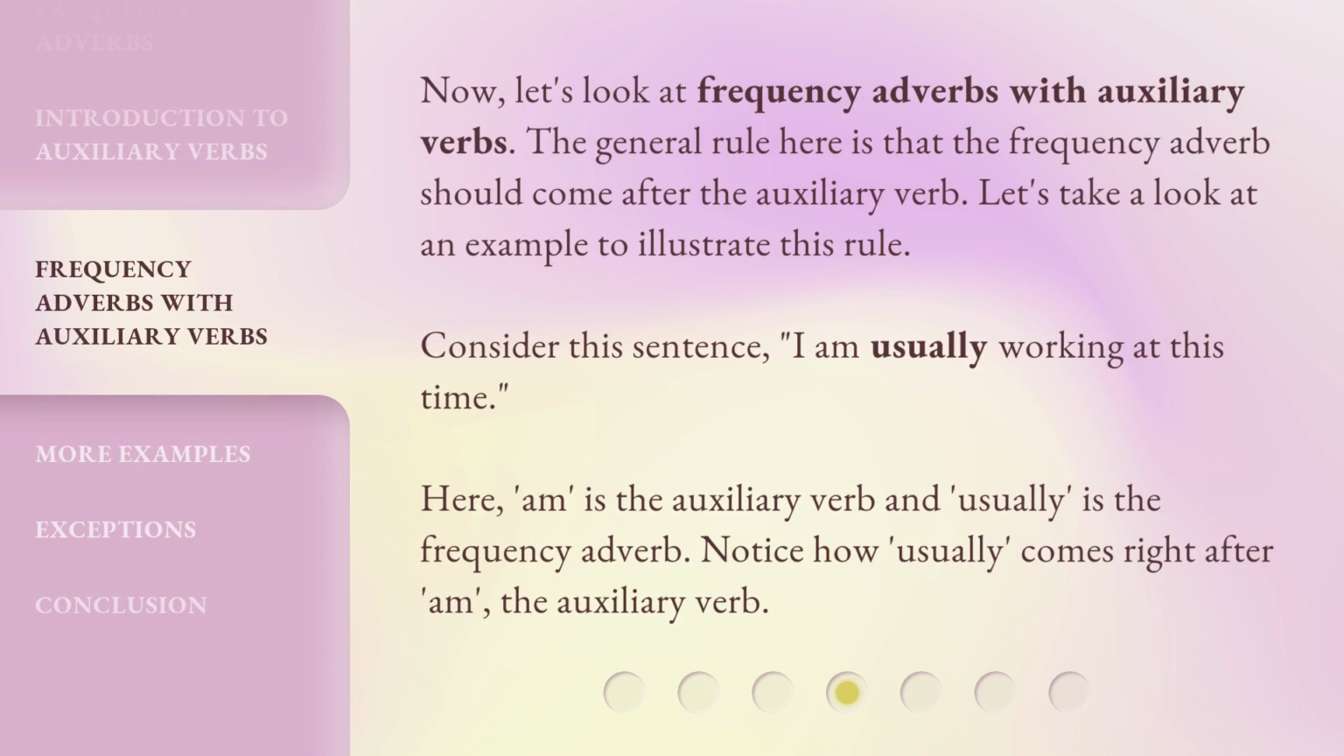Now, let's look at frequency adverbs with auxiliary verbs. The general rule here is that the frequency adverb should come after the auxiliary verb. Let's take a look at an example to illustrate this rule. Consider this sentence, I am usually working at this time. Here, am is the auxiliary verb and usually is the frequency adverb. Notice how usually comes right after am, the auxiliary verb.